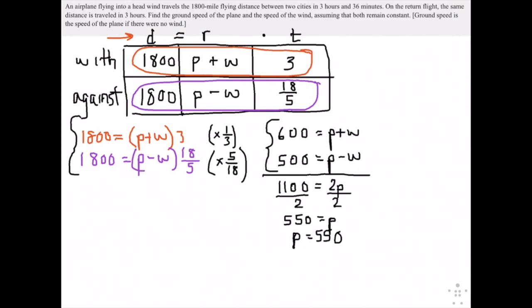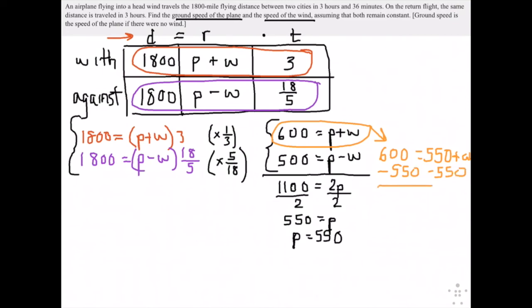First, let's see what they want to find. Find the ground speed of the plane. That's the speed of the plane in still air. They also want us to find the speed of the wind. So let's find the speed of the wind. I'm going to use one of these equations. I will use this one. This looks easy. And I'll substitute in P into this equation. So I get 600 equals 550 plus W. So I'll subtract 550, and I get 50 equals W. So the speed of the wind is 50 miles per hour.